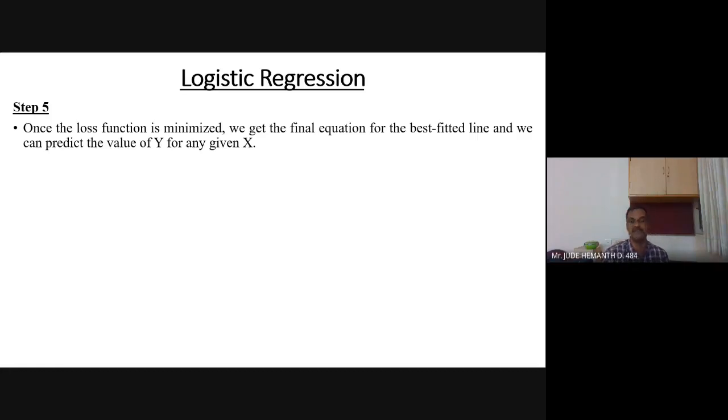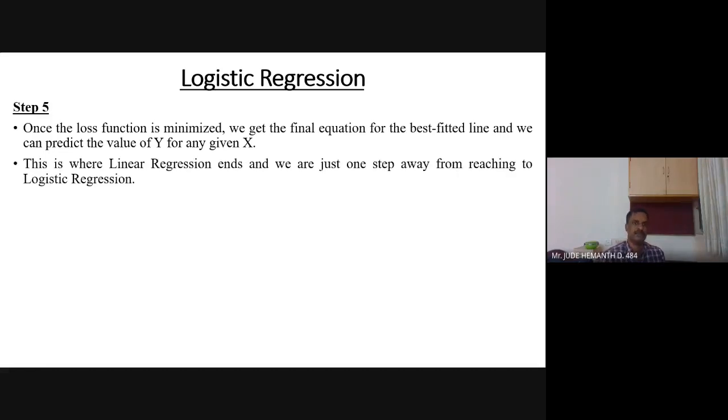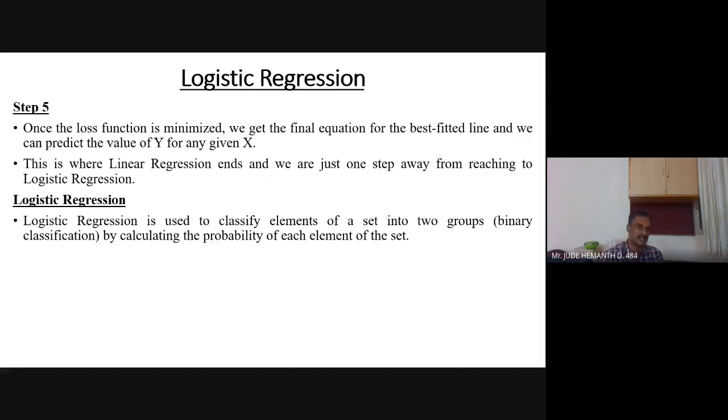Now, how can I make this adaptive to be suitable for a classification process? This is where linear regression ends, and we are just one step away from logistic regression. So now we will go into logistic regression. How do I do that? Logistic regression is used to classify elements. It is not the concept of regression, even though it has the word regression within it, but it is used to classify elements of a set into 2 groups.